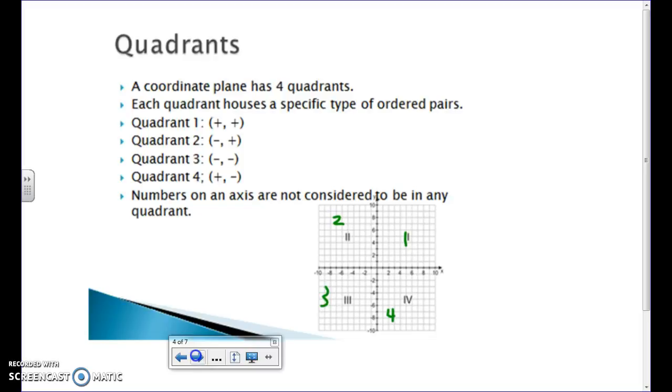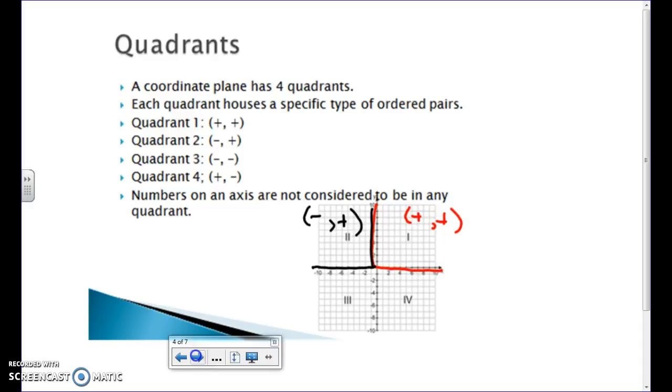All right, and there's a special relationship between the numbers in each quadrant. In the first quadrant, you can see on each number line that only positive numbers are to the right and only positive numbers are up. So the coordinates of anything in the first quadrant would be 2 positive numbers. When you look at the second quadrant, this time the x values are negative numbers, and the y values are positive numbers.